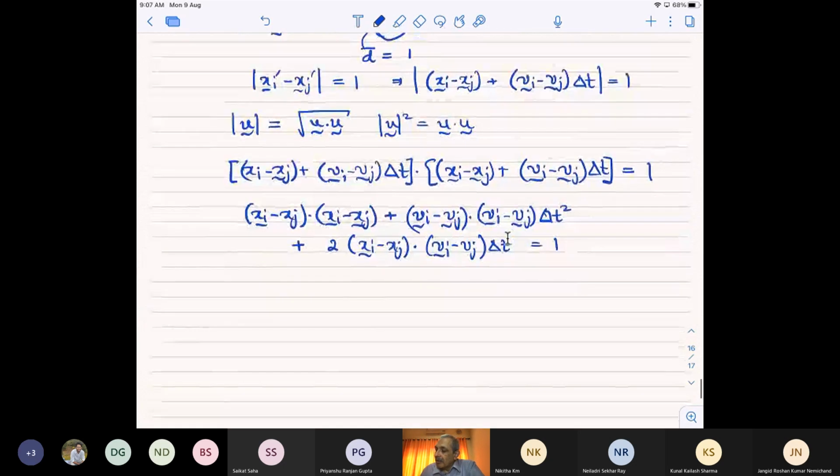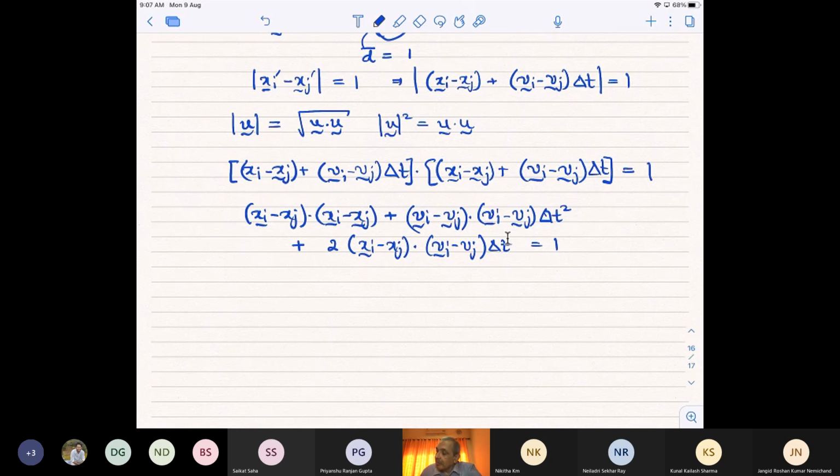You can see that this quantity, xi minus xj dotted with itself, is just the magnitude of the initial distance squared. This is a scalar quantity. This quantity is again the magnitude of the difference in velocities whole squared, a scalar quantity. And this is the projection of the relative velocity on the line joining the two particles, and that is also a scalar quantity.